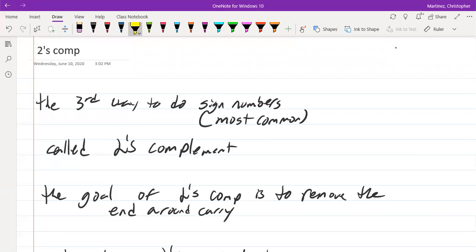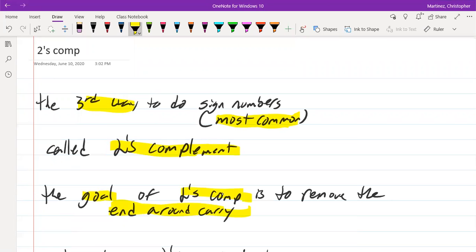Okay, method number 3 on how we can do signed numbers. The third method is also the most common. This is what you'll find in most CPUs on how they deal with integers, and that is called 2's complement. Now, the main goal of 2's complement is to try to remove that end around carry.